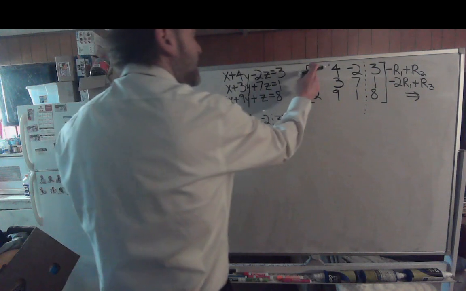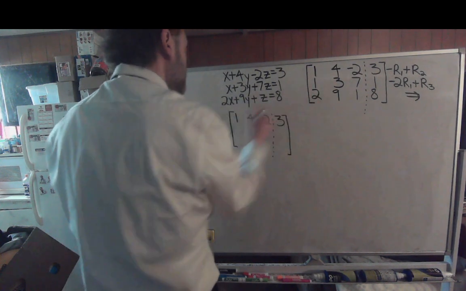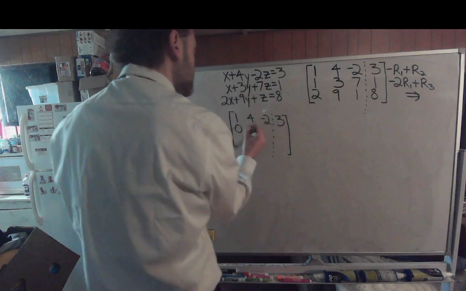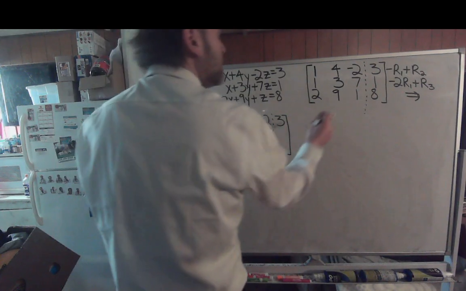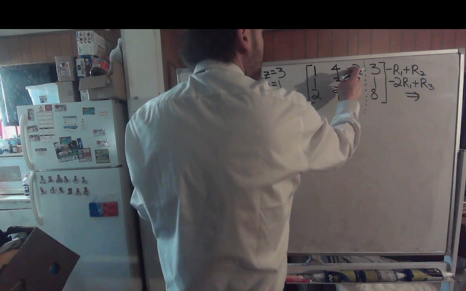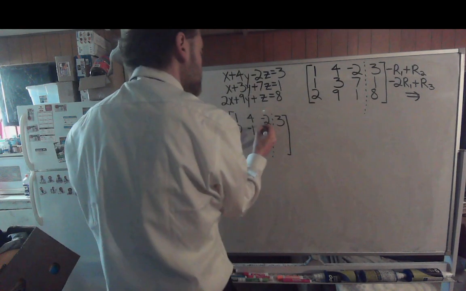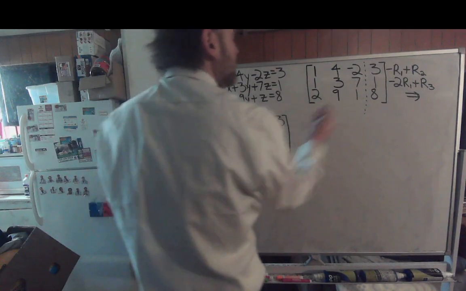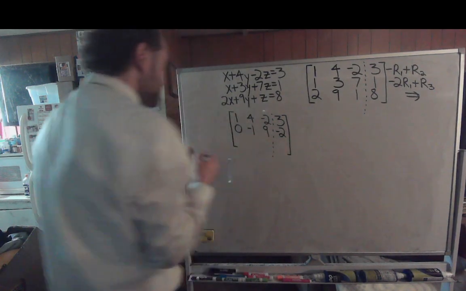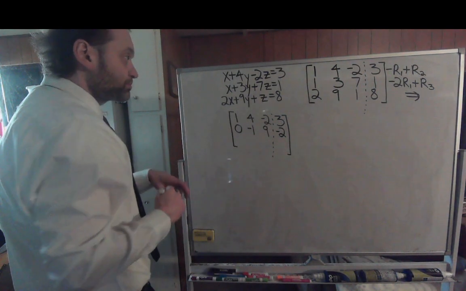Alright, so let's see. -1 plus 1 is 0. -4 plus 3 is -1. -2 is actually +2. Plus 7 is 9. -3 plus 1 is -2. Alright, so there's your new row 2.